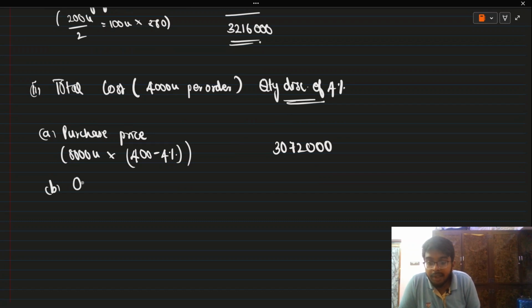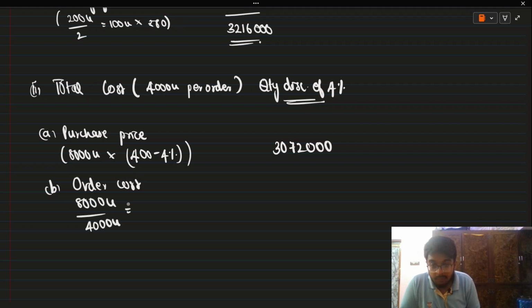What is the ordering cost? Very easy. If we order 4000 per order, then our total demand is 8000. So it will be 2 orders. 8000 units divided by 4000 units, which is per order, comes to 2 orders. And per order it's 200. Am I right? It's 400.